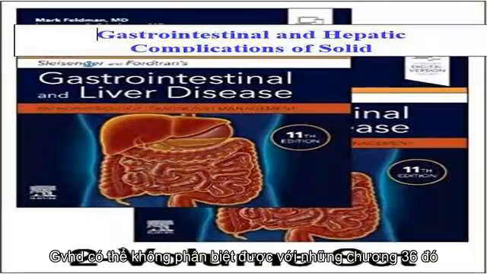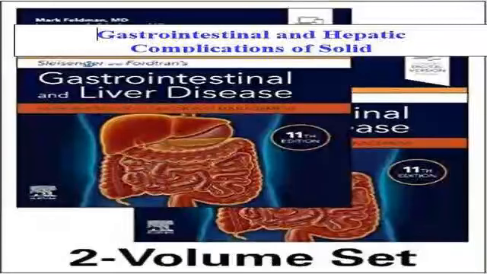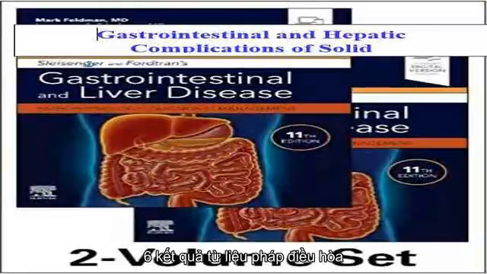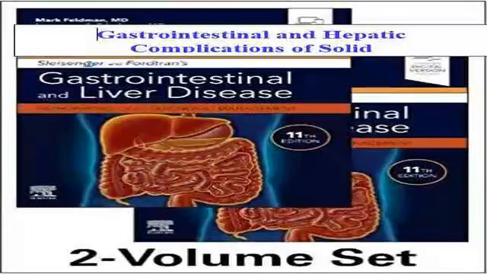GVHD may be indistinguishable from those resulting from conditioning therapy. After day 20, over 80% of allograft patients with intractable anorexia, nausea, or vomiting will have gastric and duodenal GVHD as the sole explanation.